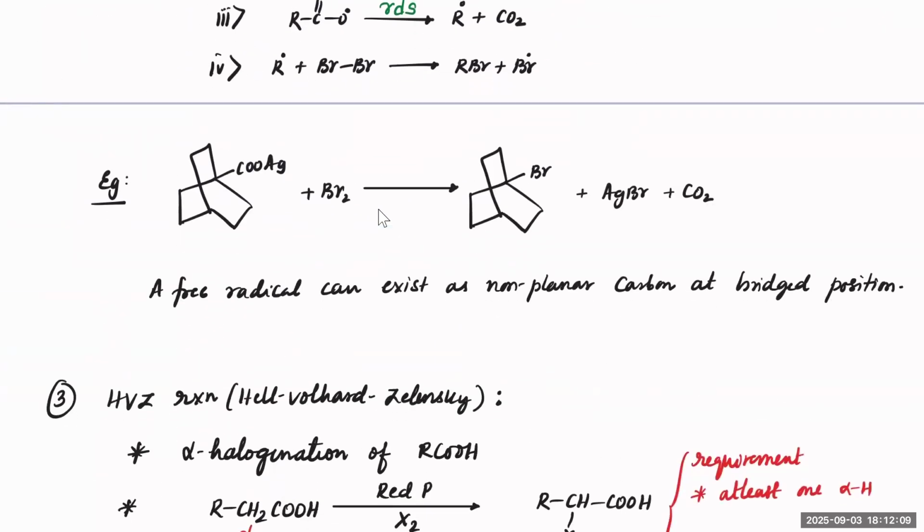Next. See, usually at the bridgehead position, we cannot have a carbocation or a carbanion forming. Any of those reactions are highly unlikely to happen. But if there is a radical forming, that reaction can happen. So therefore, on the bridge position, if you have a carboxylate, you will still see the Hunsdiecker reaction happening, and bromine is coming at that carboxylate position. Okay, beta.